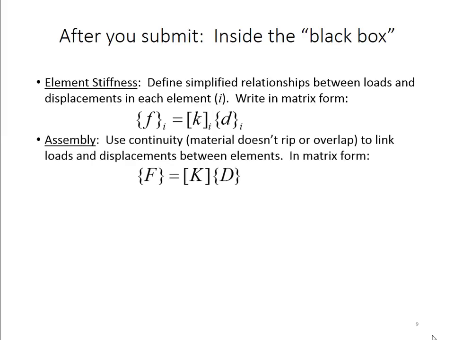Then you apply some conditions, we call them continuity equations, that specify that the material doesn't rip or overlap on itself. These are physical conditions, provided you don't have structural failure. If we apply them, it allows us to link all of the equations in all of the elements. When you link them together, you end up with a single matrix equation, F equals KD. Notice it's all caps now.